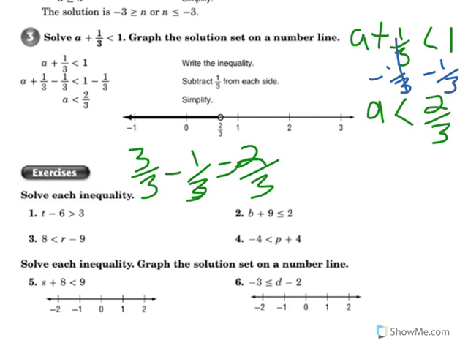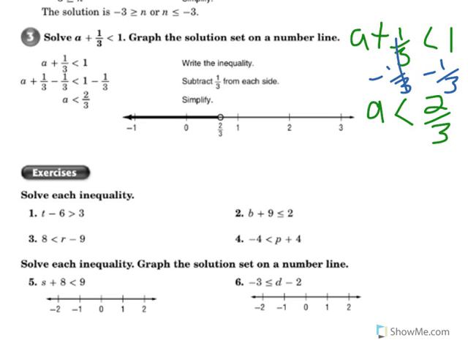The fact that it's a fraction doesn't matter, so that doesn't affect anything. So what we're going to do is we're simply just going to now interpret that. So let's graph that answer. So if a is less than 2/3, even if it was a is less than 2, or a is less than 3, it doesn't matter.